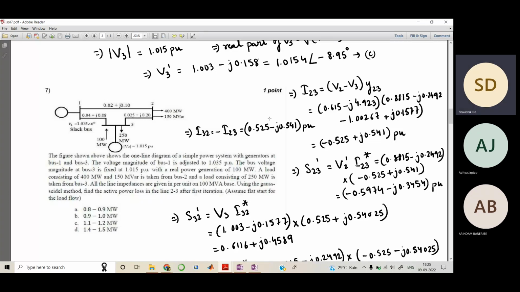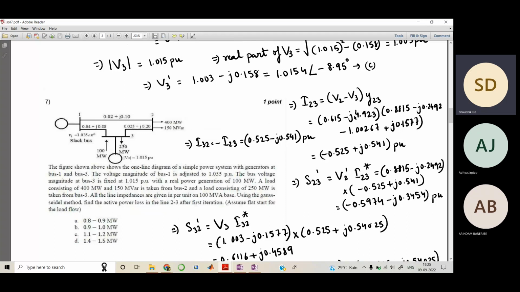Now they have told us, same again, the same question, so that is why I took questions 5, 6 and 7 together. The total question is the same, but again they have told us, using the Gauss-Seidel method, to find out the active power loss in line 2-3 after the first iteration, which is between bus 2 and bus 3, this line.